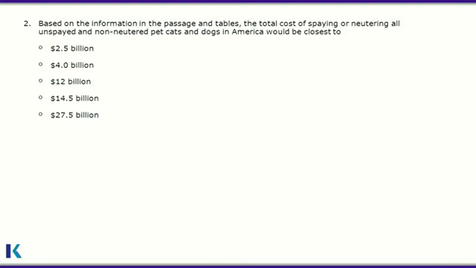Next, the same tabs are the source of the answer to this multiple choice question. This multiple choice question asks you for the cost of spaying or neutering all unspayed and non-neutered dogs and cats in America. A glance at the answer choices can provide an important hint, as many of the answer choices are quite far apart. With numbers this big and this spread out in the answer choices, it's usually best to estimate.